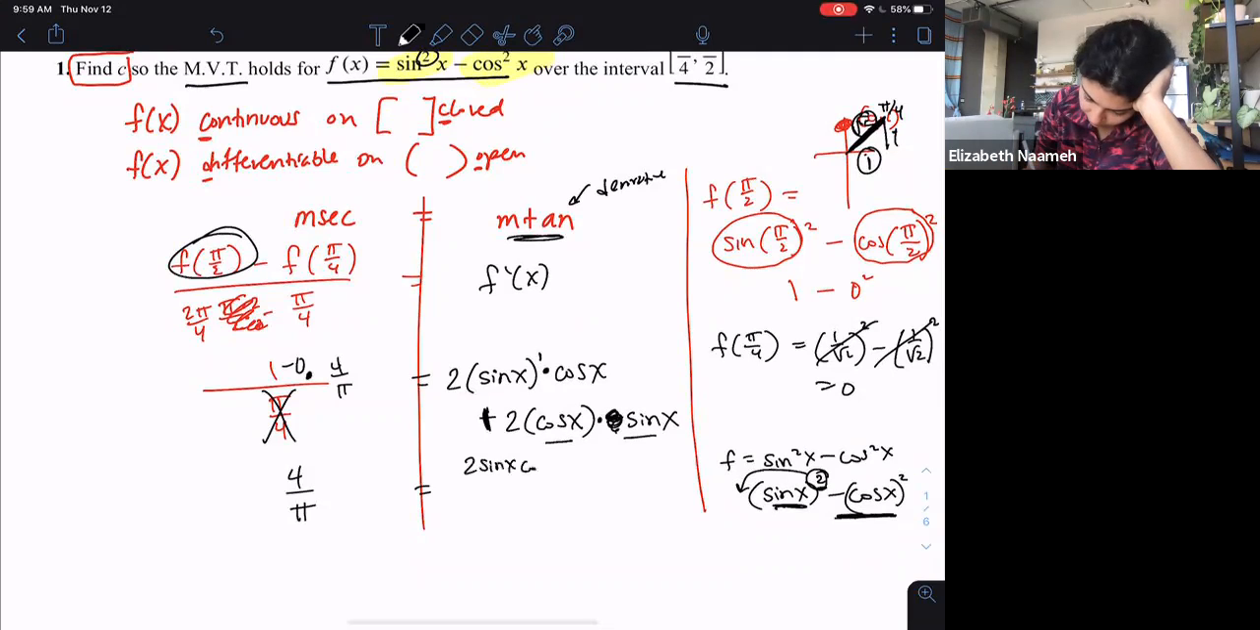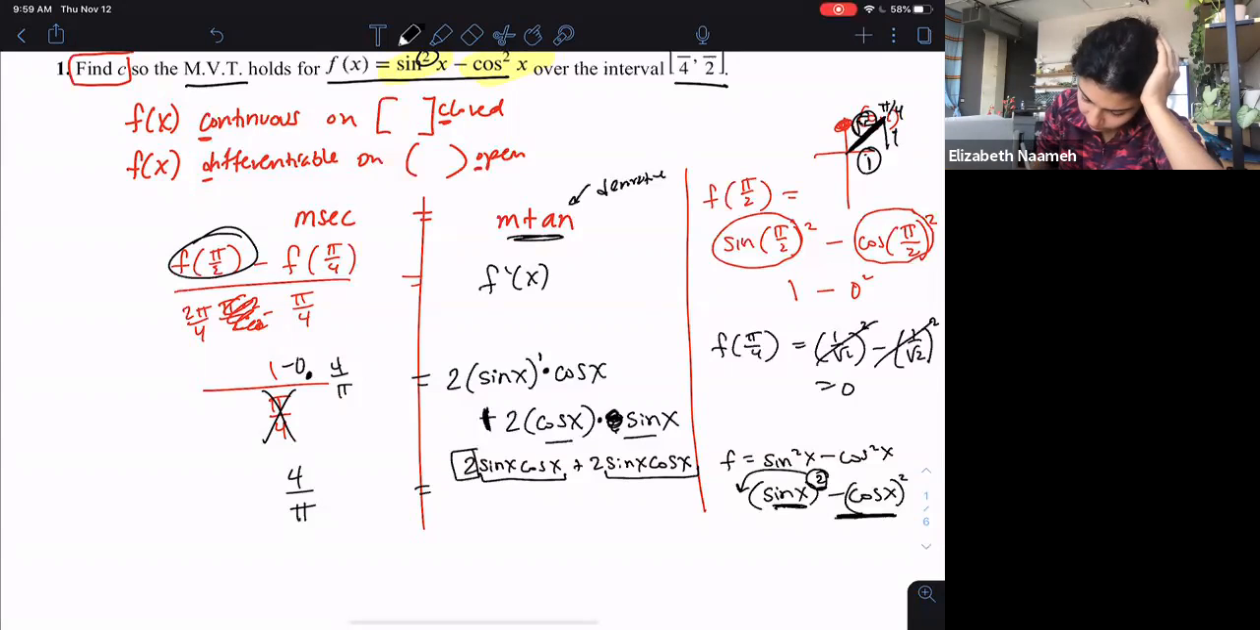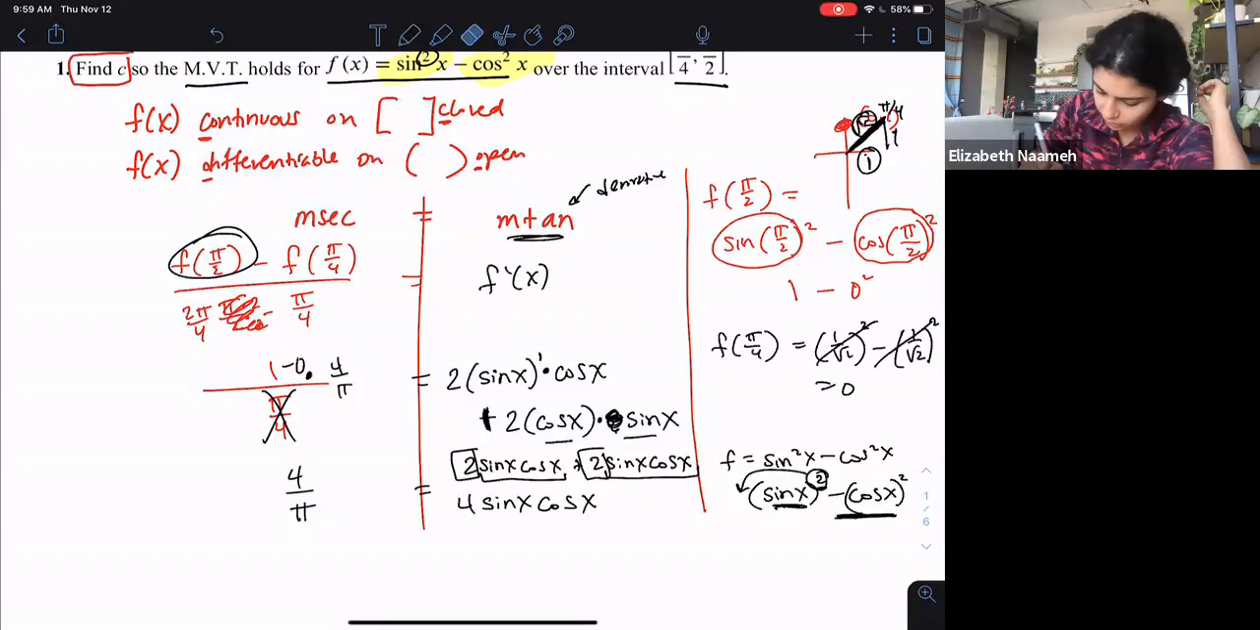I'm going to rewrite it. Guys, look, these are like terms. Sine x cosine x is the same as cosine x sine x. So what do I get? With like terms, you add the numbers in front. So what do I get? 4 sine x cosine x.